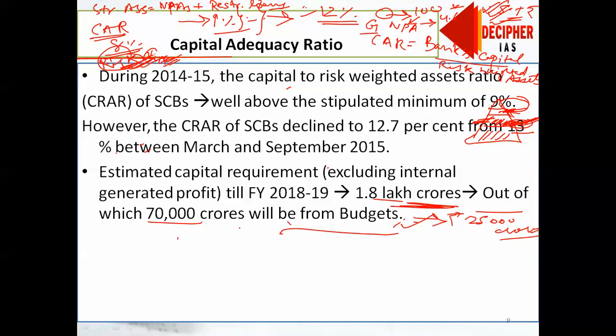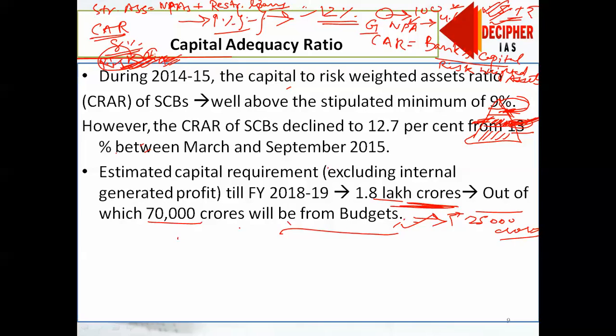Suppose 1 crore is lent to a person. So the banks have to keep how much money? 25 lakhs in a separate account, so that if a borrower is not going to pay, the banks can take the money from there. So the net non-performing advances as a proportion of total net advances for all the SCBs have increased to 2.8% from 2.5%. Net NPAs have increased.